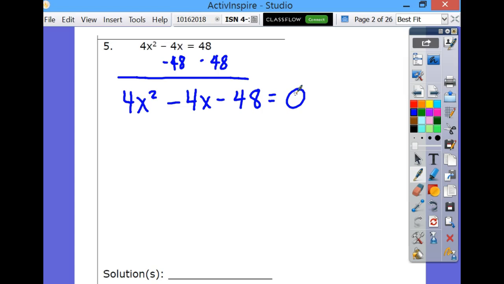Is it factored? Not at all. All I did was get it in standard form. First thing I need to do is a GCF. Does it have a GCF? The GCF is 4. X squared minus x minus 12 equals 0. And then you're going to factor it, and then you're going to solve it. I'm not going to finish this one for you. You're going to finish this one.